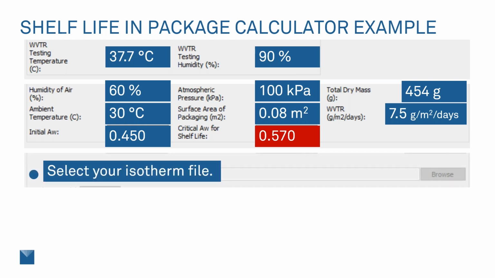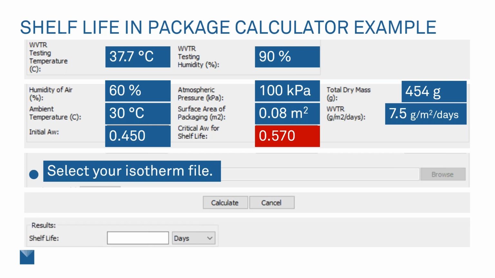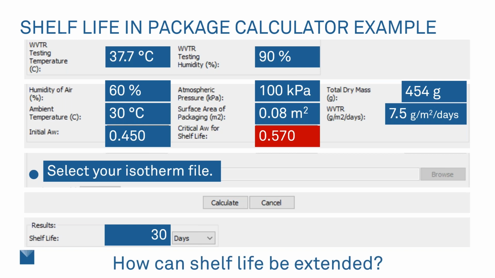So using the software, you can go in, quickly select your previously saved isotherm file. You come down here and navigate to the calculate button, and the software is going to give you an estimated shelf life. So here it is, that shelf life of 30 days that we had talked about before. But how can we extend the shelf life? 30 days is not very long, and I'm sure the manufacturer would want something much longer.